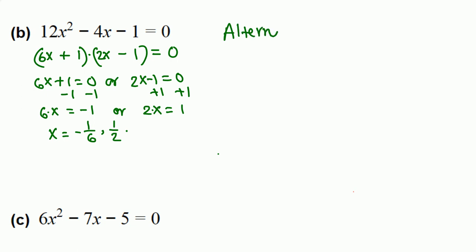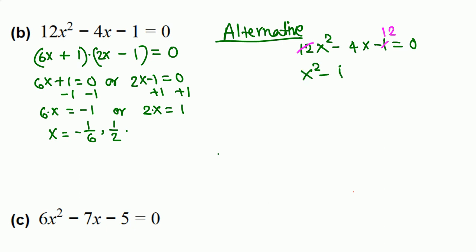Again, we can change the leading coefficient 12 to 1 and make the factoring easier. So we can do it this way. 12x squared minus 4x minus 1 equals 0. Okay, as in the previous question, 12 times 1 is 12. We move 12 around, so x squared minus 4x minus 12 equals 0.